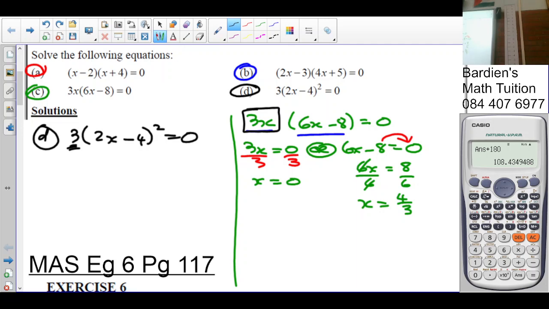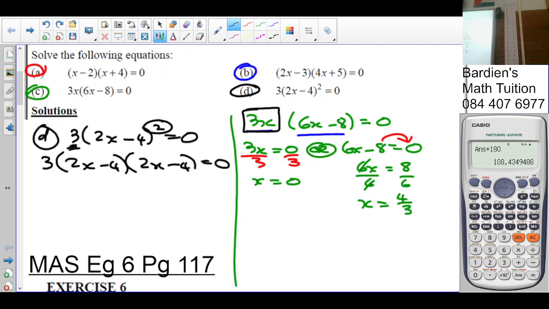What does the square mean? It's twice. So in other words, I have 3 into 2x minus 4 times 2x minus 4. So what do I say here? 2x minus 4 is equal to 0, or 2x minus 4 is equal to 0. Is that not the same solution? So do I have to write it out twice? No. We just need to do it once.